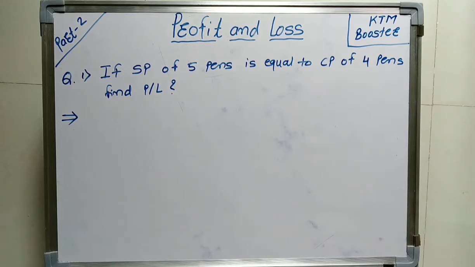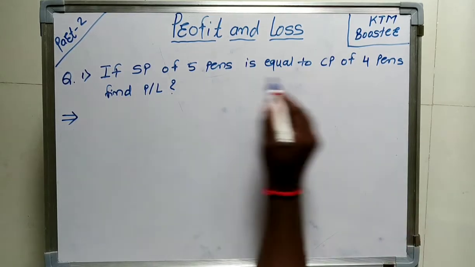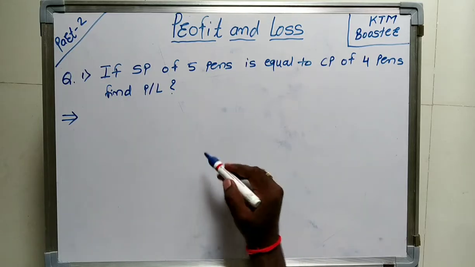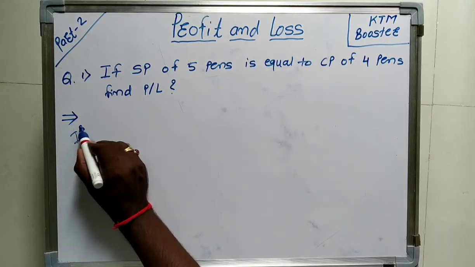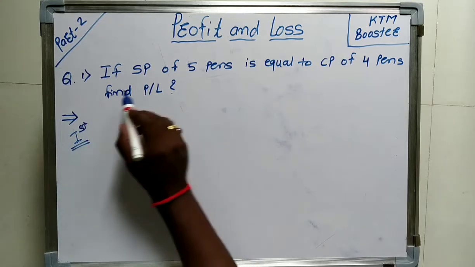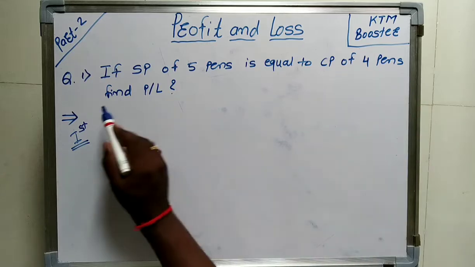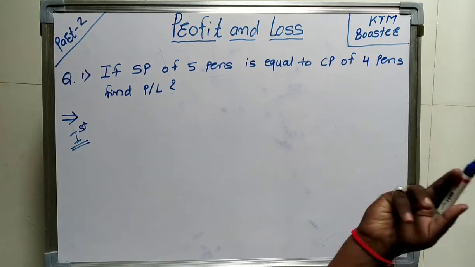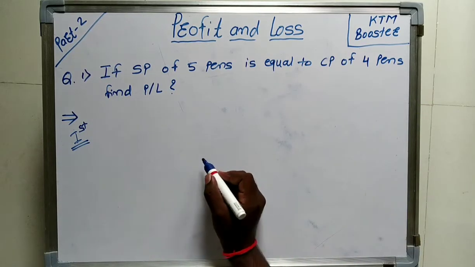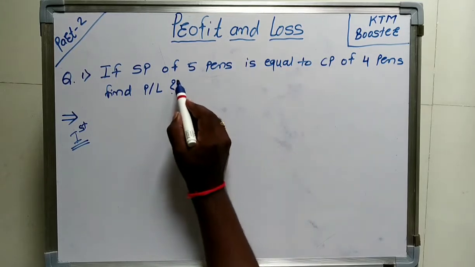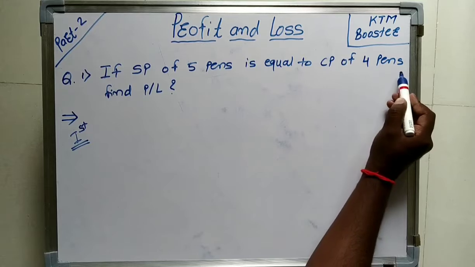Now we will have two methods to calculate the answer. First of all, we will see how to calculate the answer using the first method. If the SP of 5 pens is equal to the CP of 4 pens, find the profit or loss. We don't get the idea behind the statement. First of all, we'll see the CP of 4 pens.